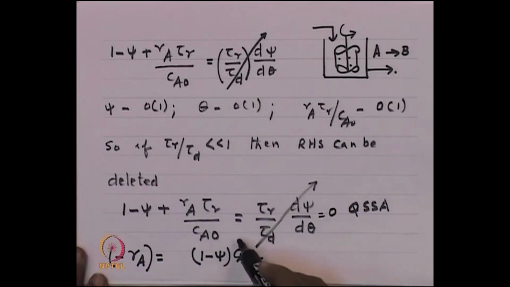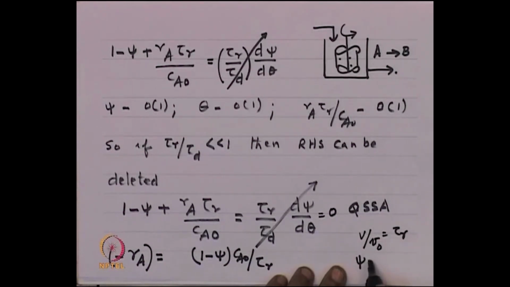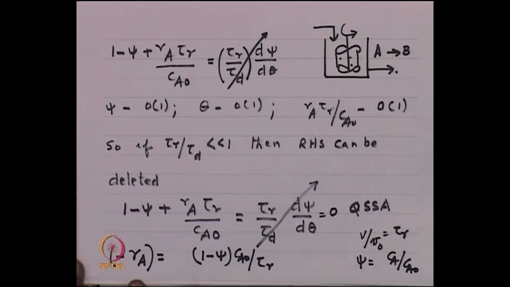The answer is we know C A 0, and we know psi because psi is C A by C A 0, and C A is being measured. Tau r, what is tau r? Tau r is simply V by V 0. We have said all these, V by V 0 is tau r, and psi is C A by C A 0, and both these are measured quantities. As a result we are able to measure the reaction rate at any time. Therefore, if the catalyst deactivates, which means the reaction rate keeps changing with time, we are able to measure the reaction rate at any instant of time, because all the quantities on the right hand side are known.